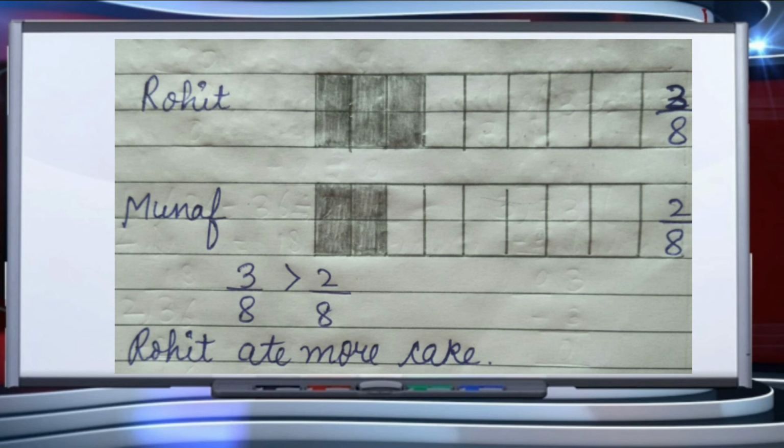Or we can say that the fraction with same denominator, when the denominator is same, the fraction with bigger numerator is greater. That means 3 by 8 is greater. So Rohit ate more cake.